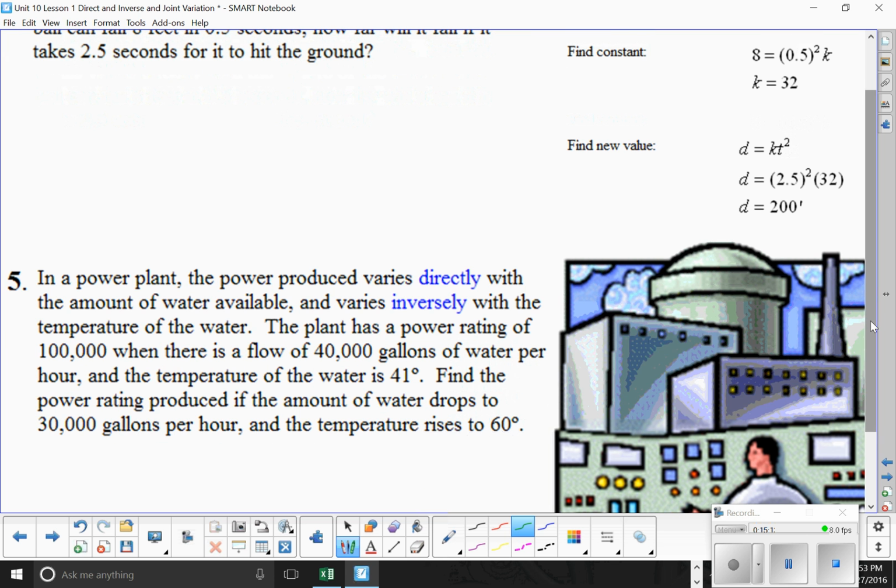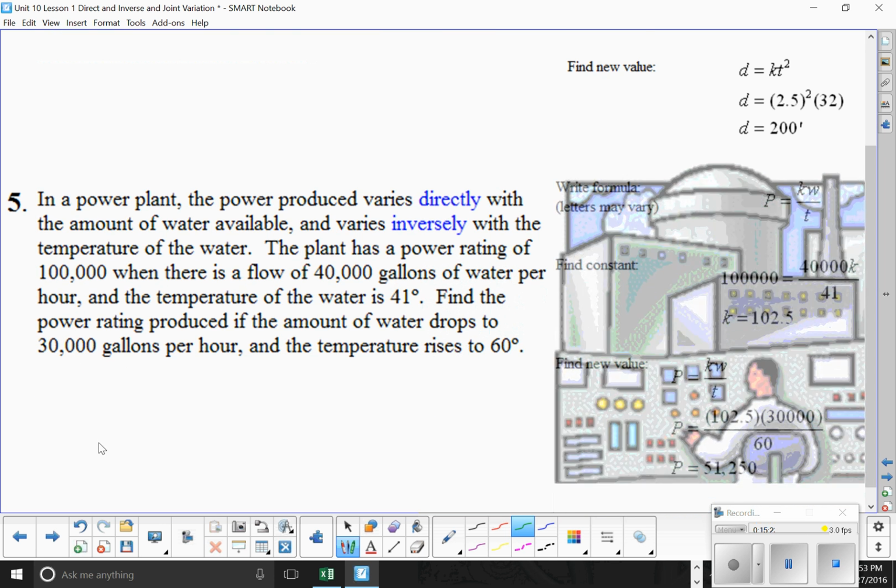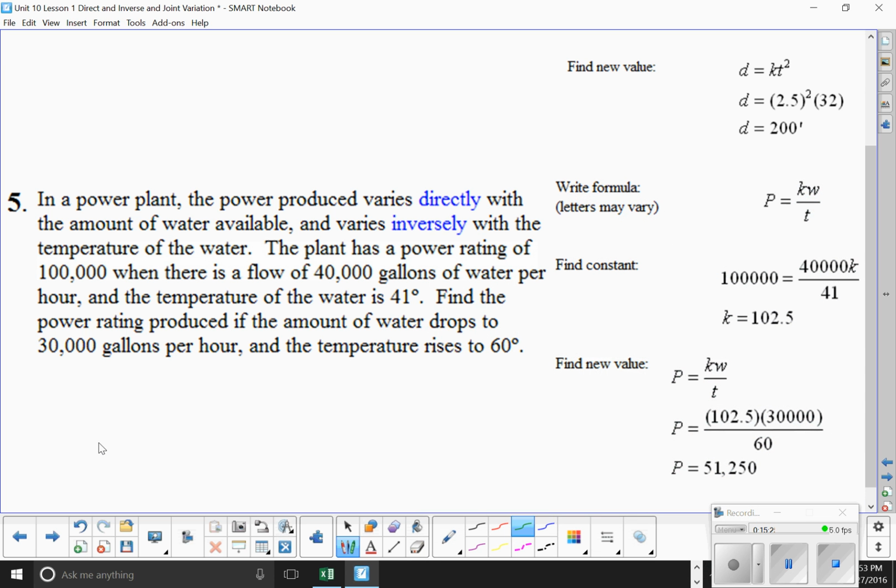Okay, power plant. Directly with the amount of water and inversely with the temperature of the water. Interesting. We want to find out the power rating produced. The power rating is 51,250. Okay.